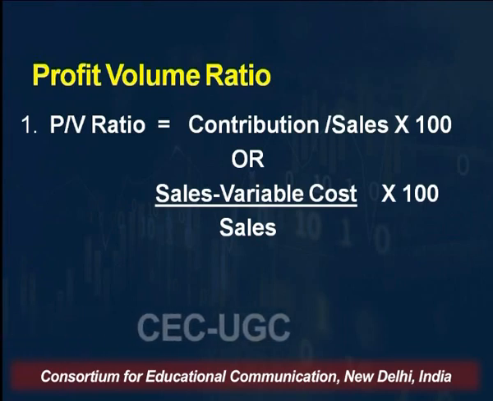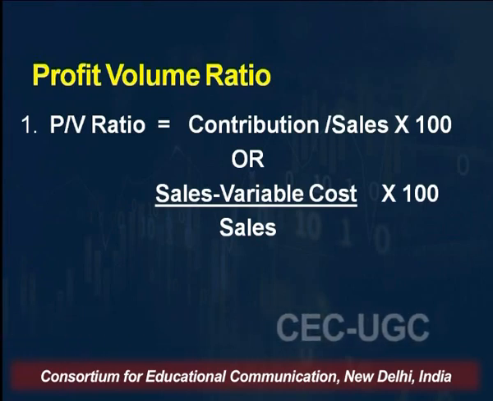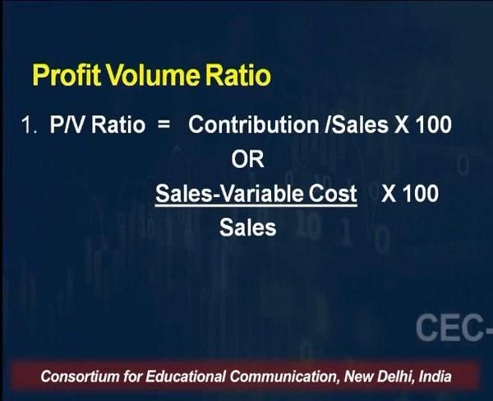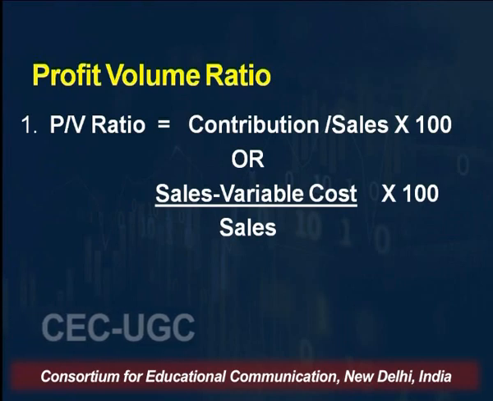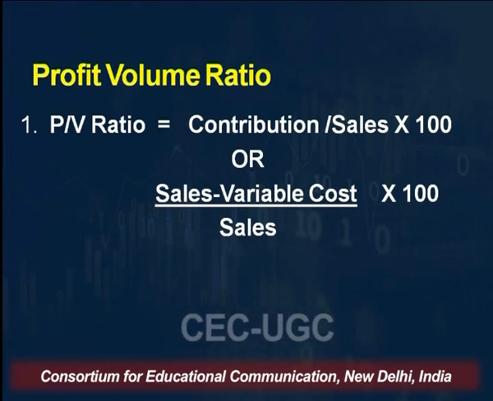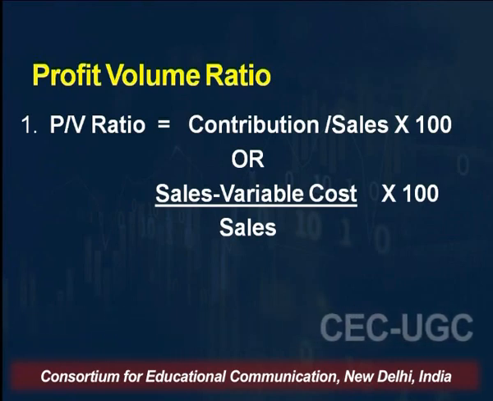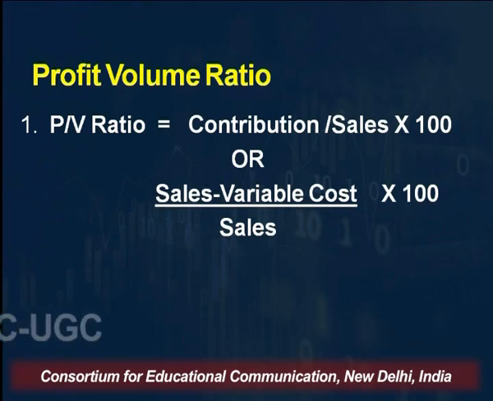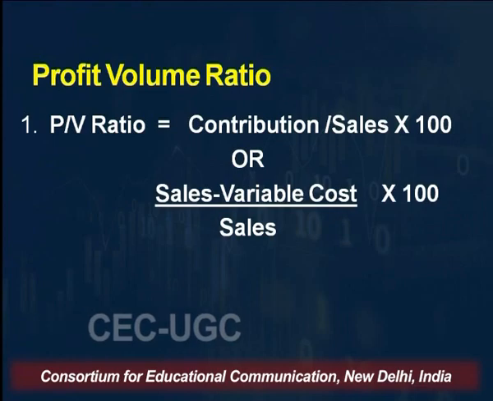PV ratio is equal to contribution upon sales into 100. Or if you expand the numerator, you can say sales minus variable cost divided by sales into 100. They carry the same meaning, because in the latter formula you have simply expanded the numerator, that is sales minus variable cost. We all understand that is contribution upon sales into 100.